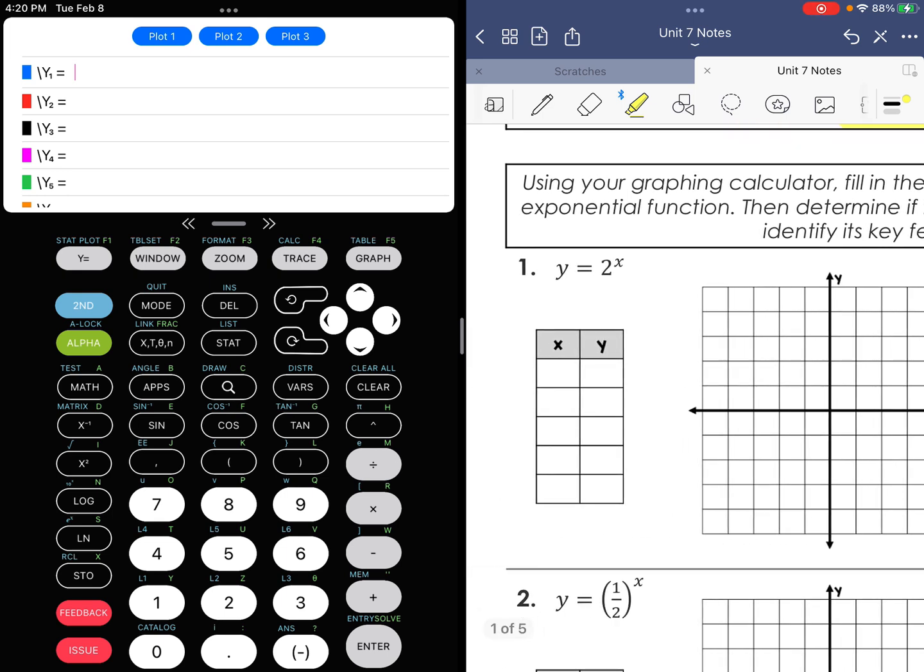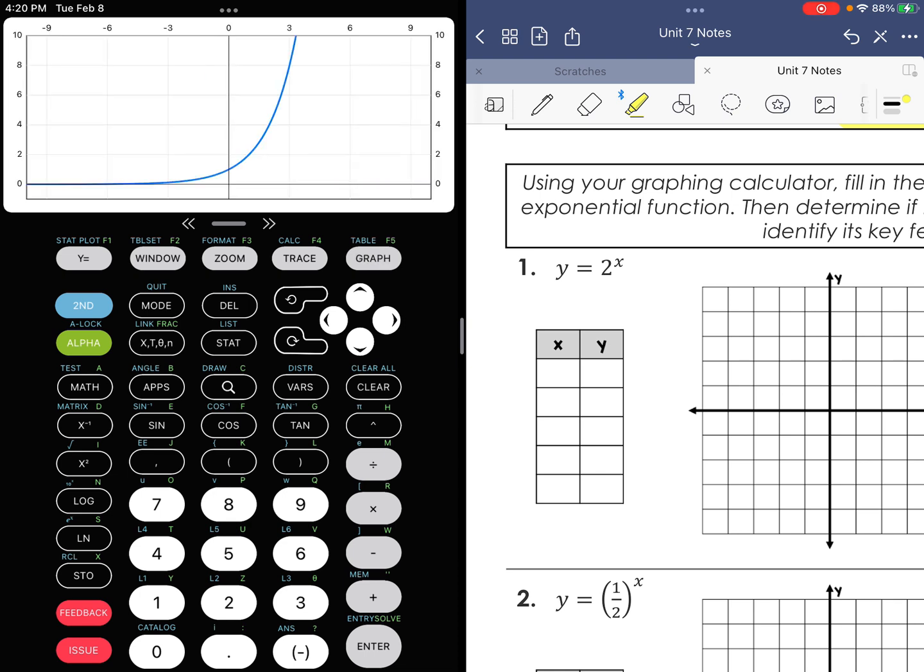So I'm going to use the calculator first to fill in the table. So you're just going to go to y equals, clear out anything that's there, and then do 2 caret, so that's the button above the division, and x. You've got to use the caret for it to make the x go into the exponent spot. Otherwise, you're going to just have 2x, which is going to give you a line, not an exponential graph. So make sure that you put it in the exponent spot.